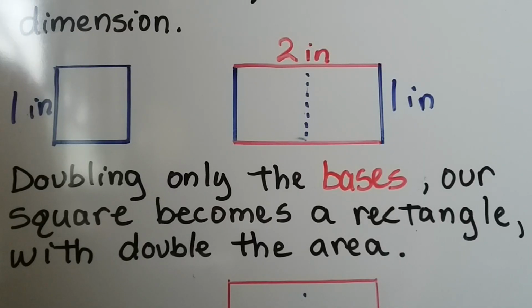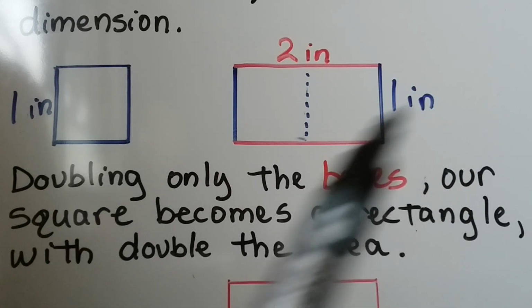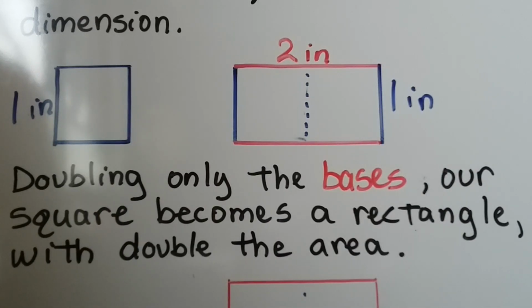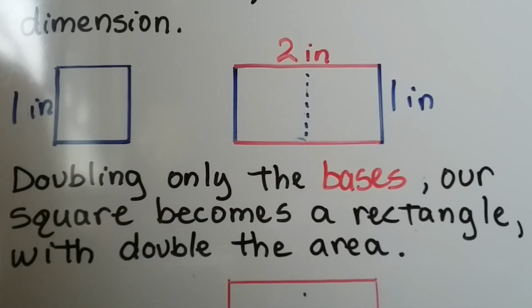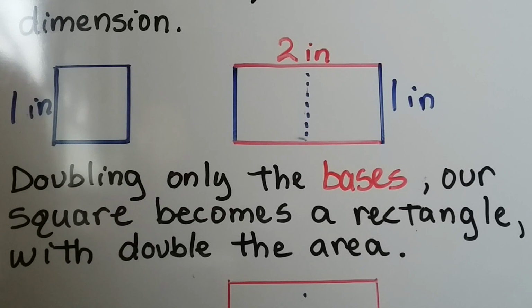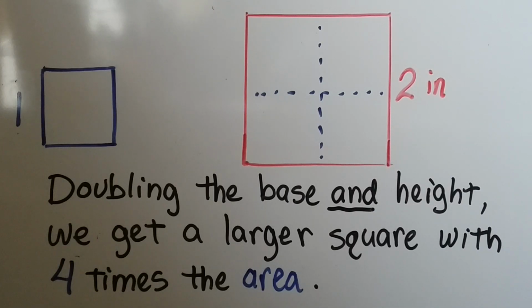Doubling only the bases, our square becomes a rectangle with double the area. So if we have a 1-inch square and we just double the base down here, we'd have 1 by 2 inch, which gives us a rectangle. And instead of a 1-inch square, we've got a 1 by 2 inch rectangle. We've doubled the area. Doubling the base and the height, we get a larger square with 4 times the area.